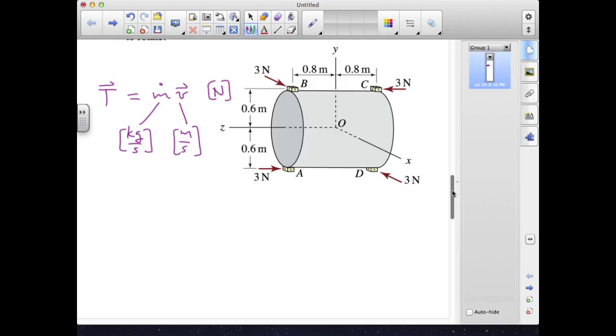Consider first the AC thruster pair. This pair lies in the YZ plane and exerts forces in the Z direction. The perpendicular distance between lines of action is 1.2 meters. The right-hand rule can be used to give us the direction of the force couple, and that's going to be in the plus x direction. So using the scalar approach, the moment due to the AC thruster pair is 3 newtons times 1.2 meters in the plus I direction, or 3.6 I Newton meters.